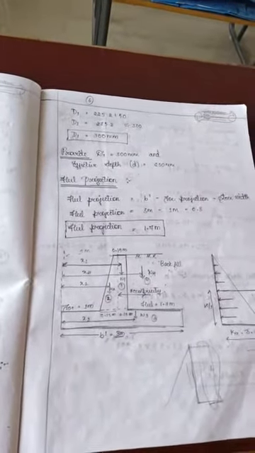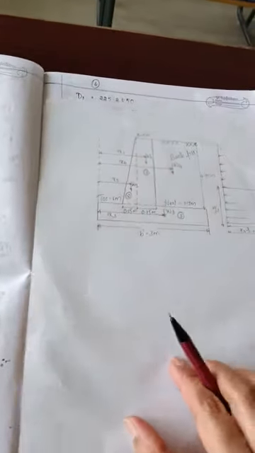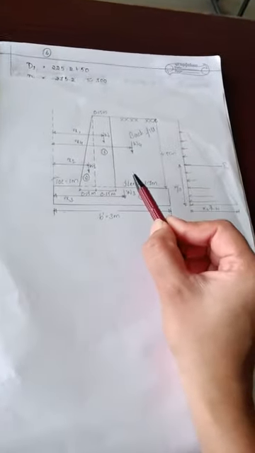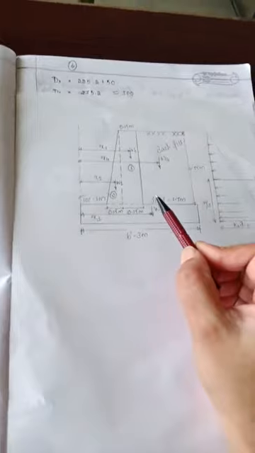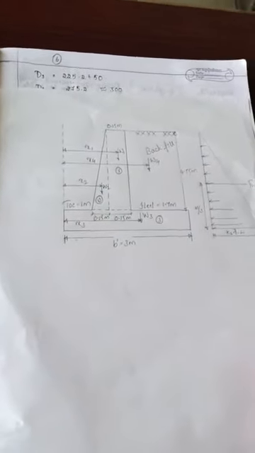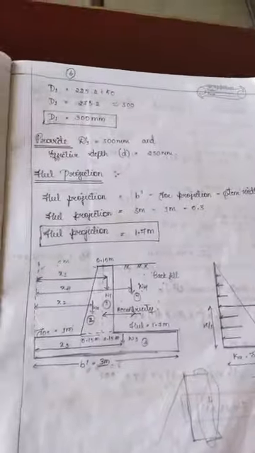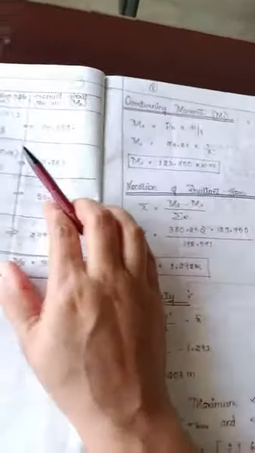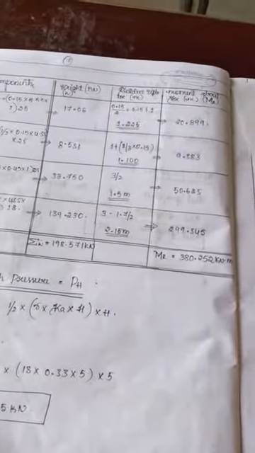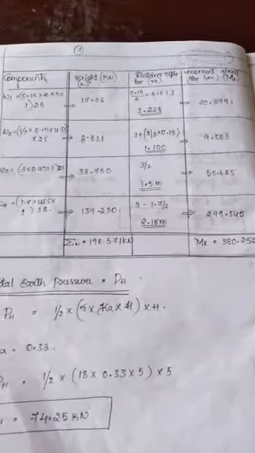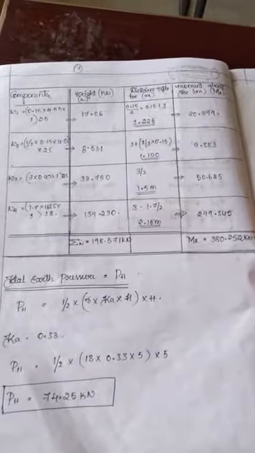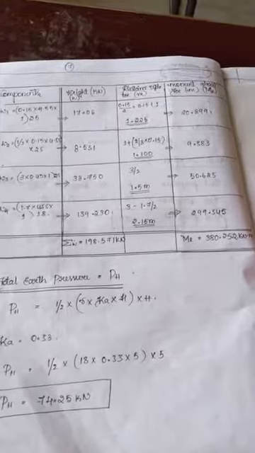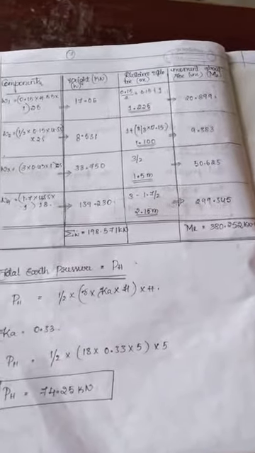After that, here, this is the schematic diagram of the cantilever retaining wall. In this schematic diagram of the cantilever retaining wall, based on that concept, we have to find out the moment of resistance.